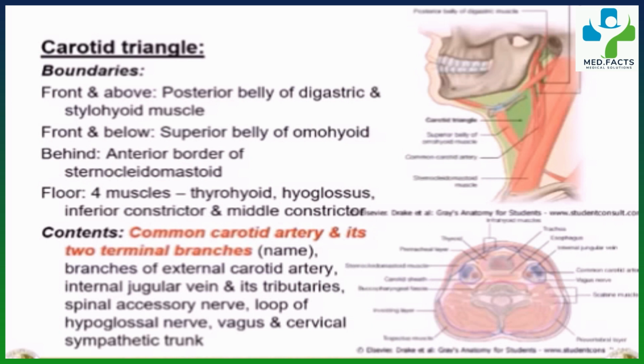That's why this triangle is said to be one of the most important. One is the carotid artery, the common carotid and its branches, external and internal. Then we have the internal jugular vein and the vagus nerve. Along with that, we can also trace the spinal accessory nerve, the loop of the hypoglossal nerve, and the cervical sympathetic trunk. The most important will be the common carotid artery and its branches, internal jugular vein and the vagus nerve.